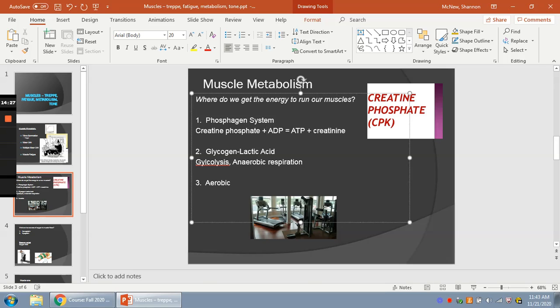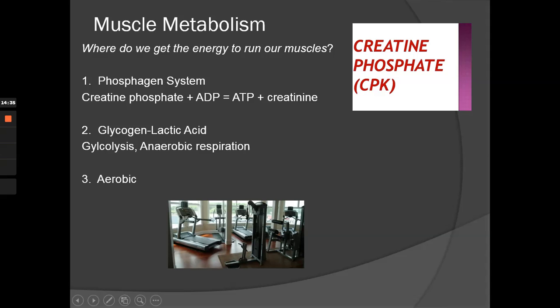Alright, so we take creatine phosphate, and what it does for us is that we add in some ADP, adenosine diphosphate. It's going to be readily available there in the muscle fiber because we've just used a molecule of ATP. We're taking these two and they undergo a chemical reaction, and what we get is some very quickly made ATP plus some leftover creatinine. Okay?